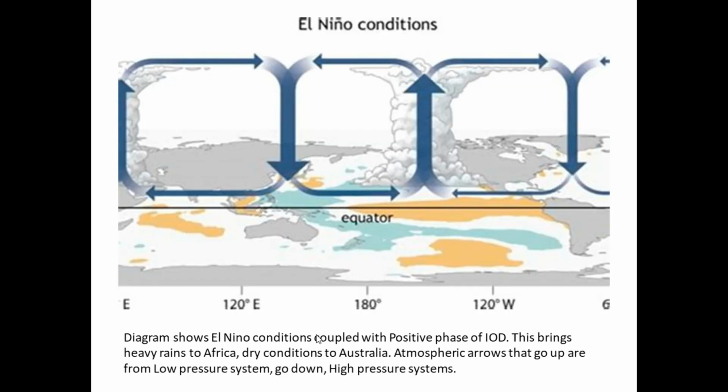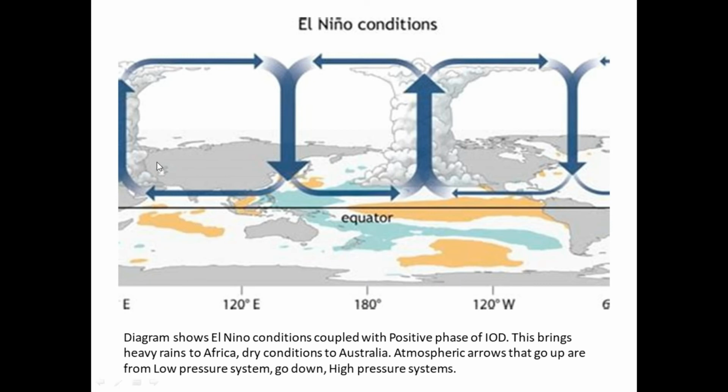Okay. El Nino conditions, right? Here's the warm water. Here's the shift in the Indonesian low. So here's the low pressure system with the updraft, high pressure system with the downdraft, low, high pressure systems. And you notice the high pressure system over Australia is dry. And of course, this would be warm water here, cool water here. This is the positive IOD. So you can see how everything just ties together.